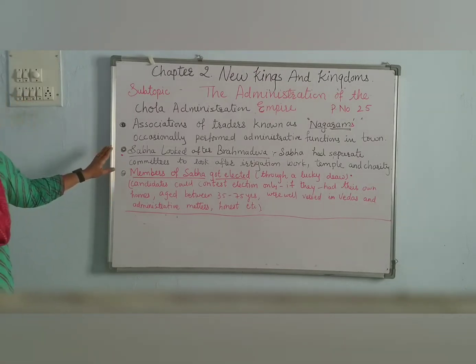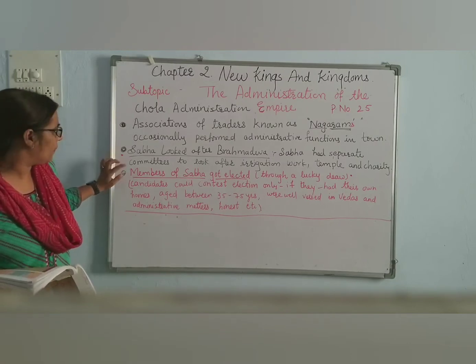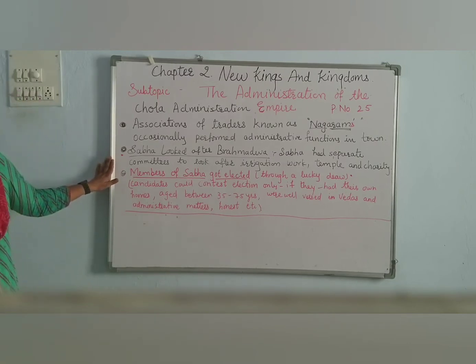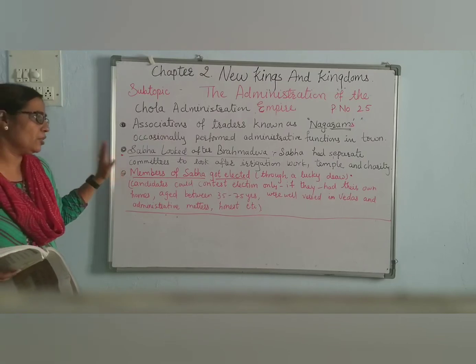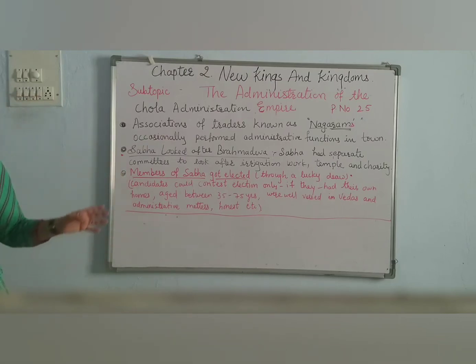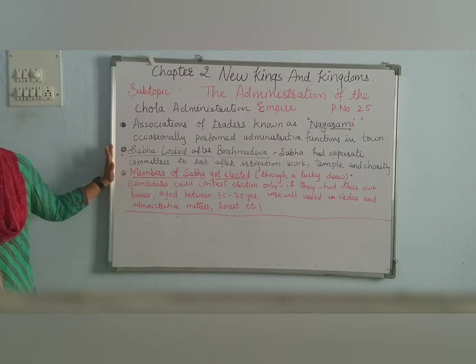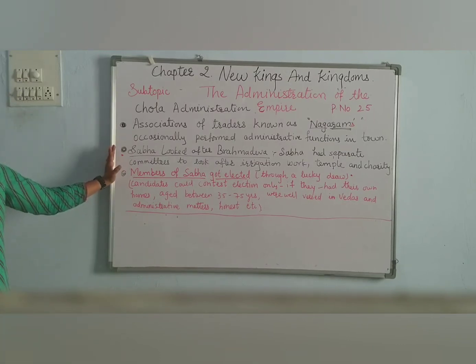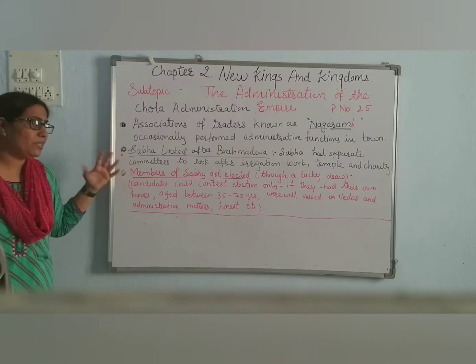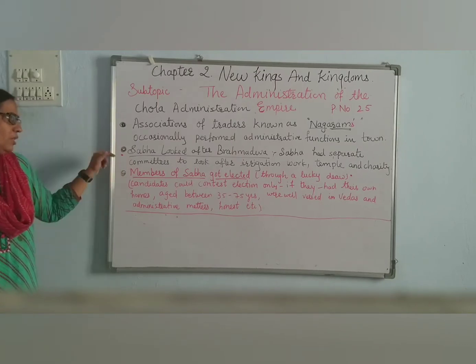The Sabha had separate committees to look after work like irrigation work, temple work and charity work. All this work was done by these Brahmins who were gifted land. That means they were quite powerful at the time of the Chola dynasty. Doing this work was very prestigious, so they were stronger.